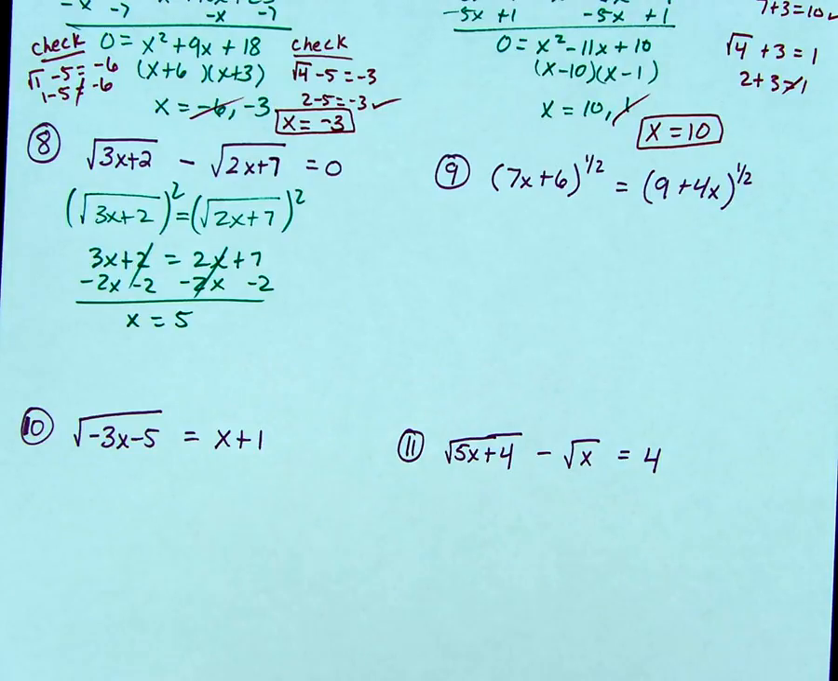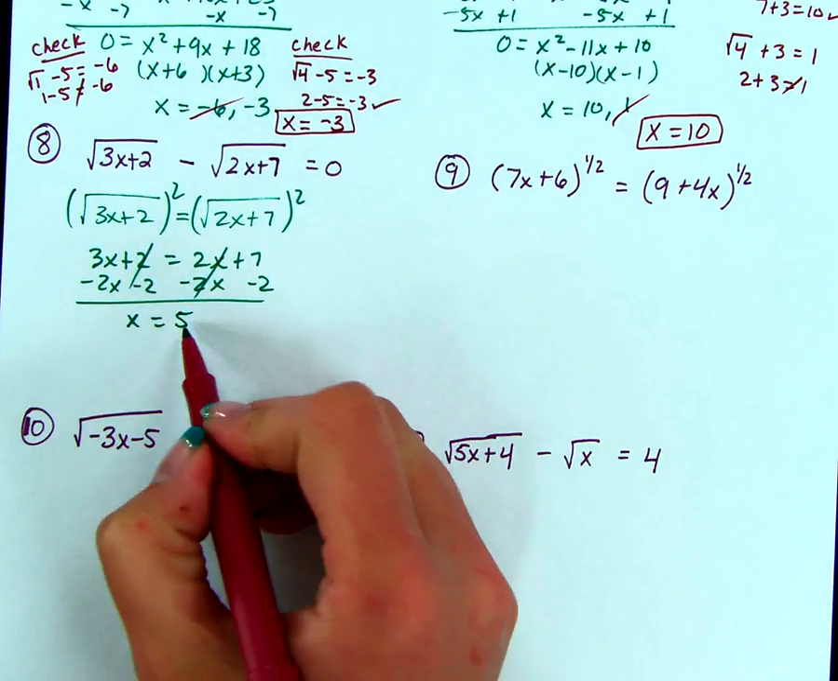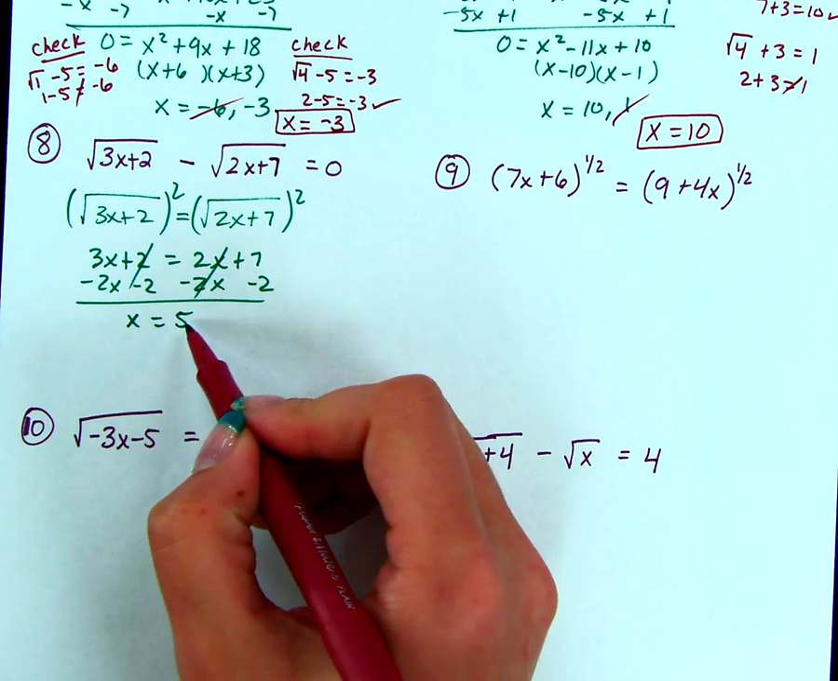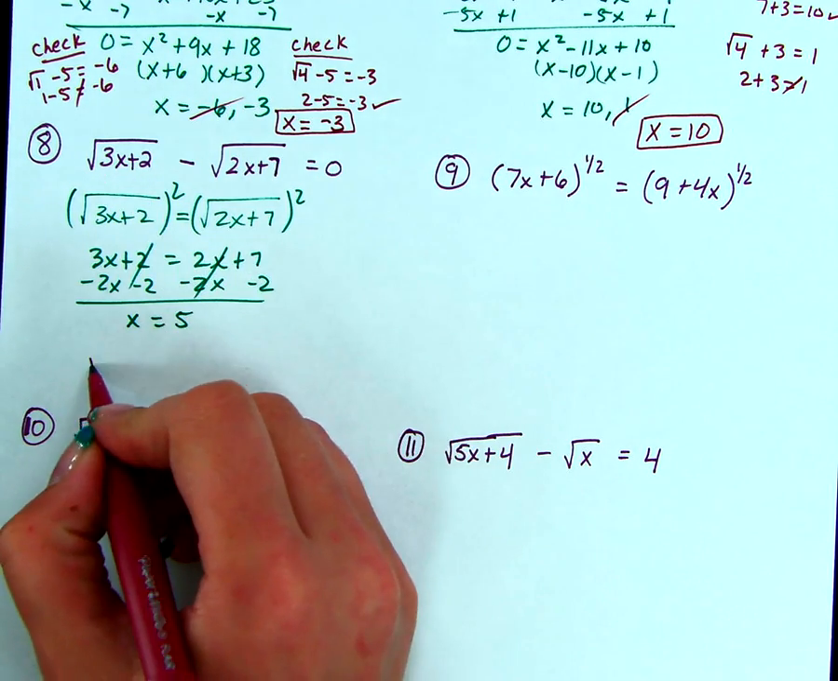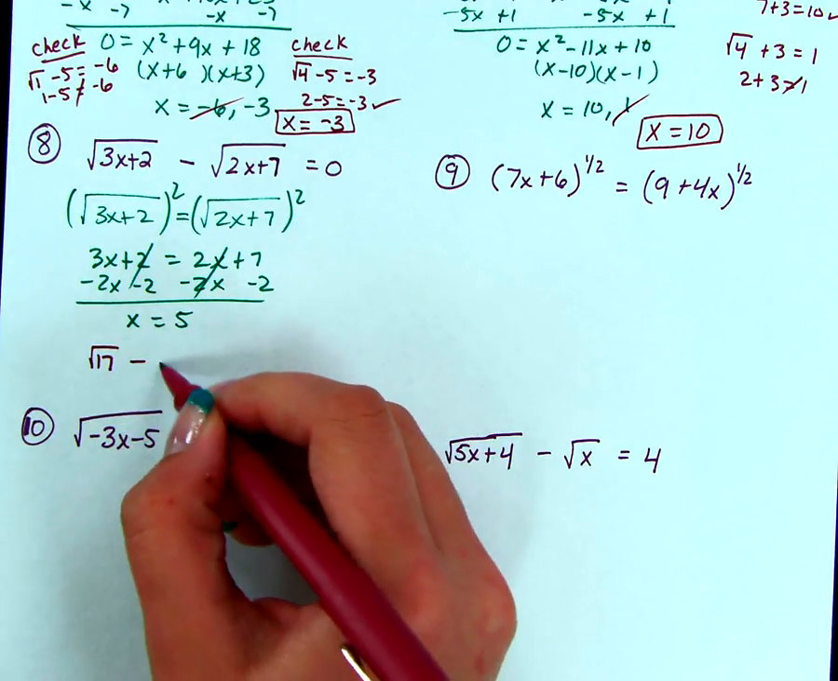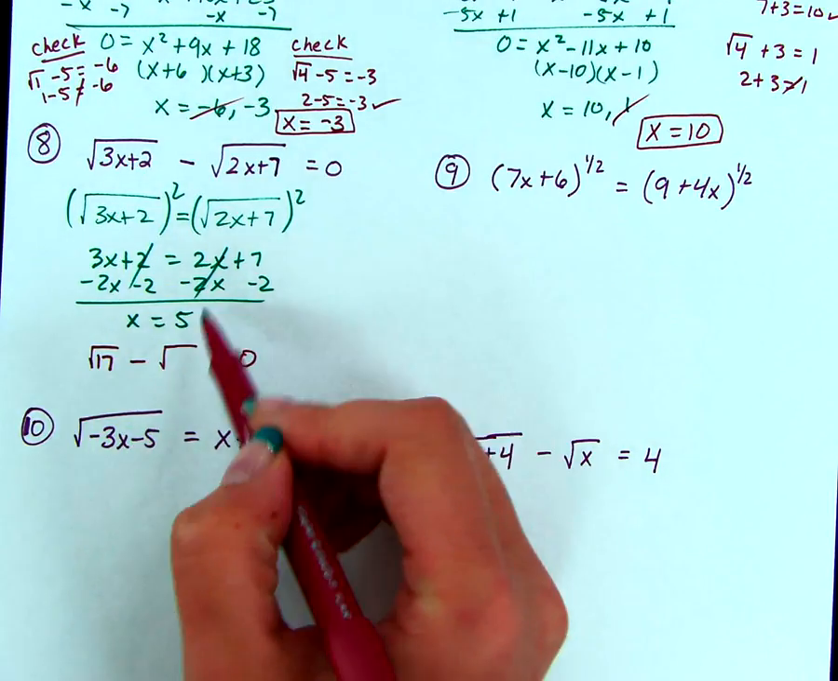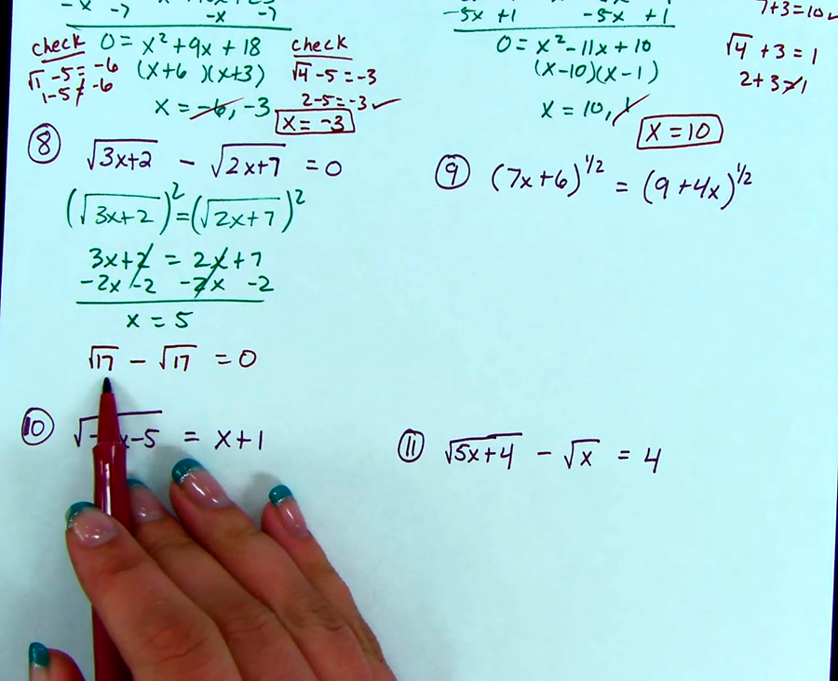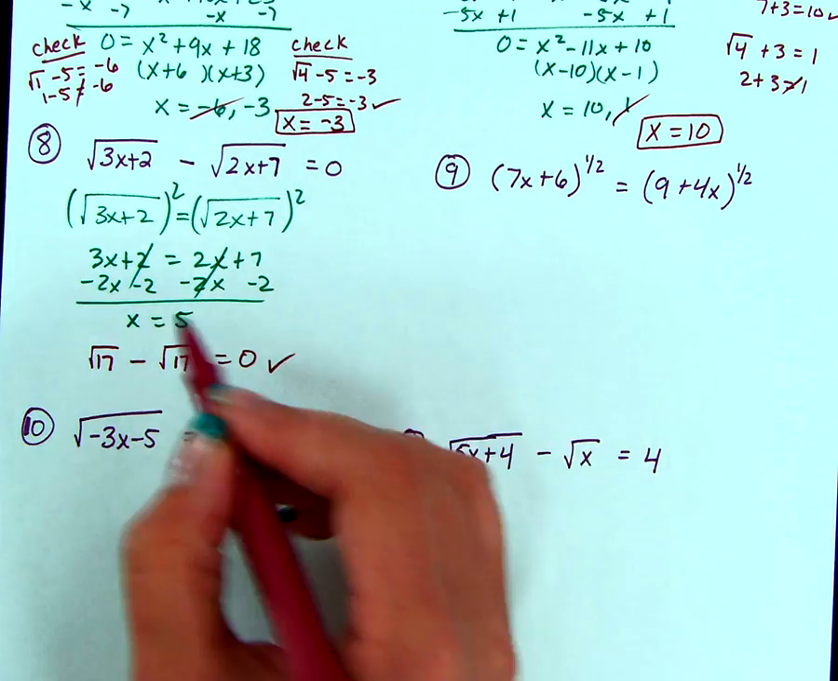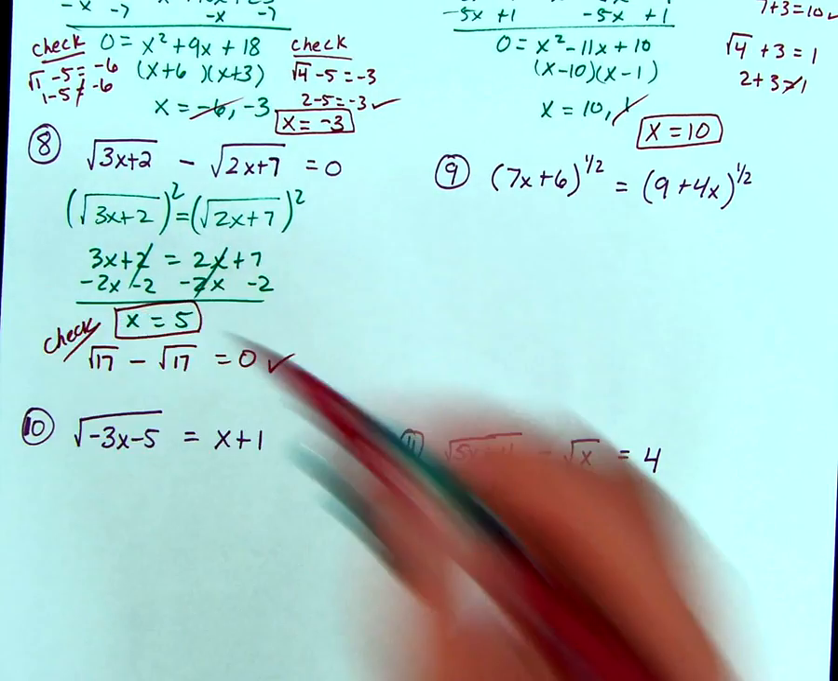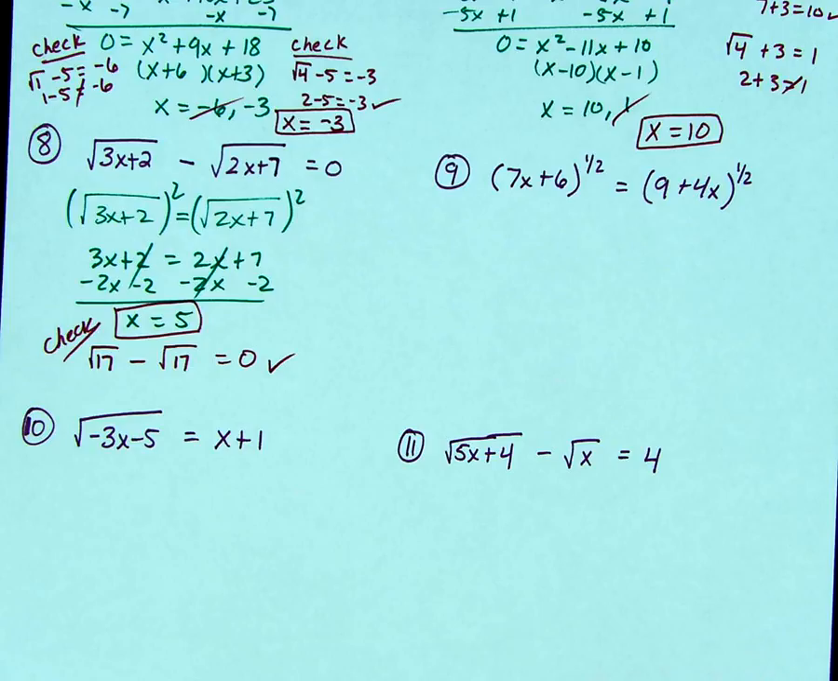And again, we should check to make sure that this is going to work. So I'm going to substitute 5 into both the x's. So 3 times 5 is 15, plus 2 is 17. Okay, so we have the square root of 17, minus, and then again 2 times 5 is 10, plus 7 is 17. The square root of 17 minus the square root of 17 is 0. So yes, we do have a correct answer.